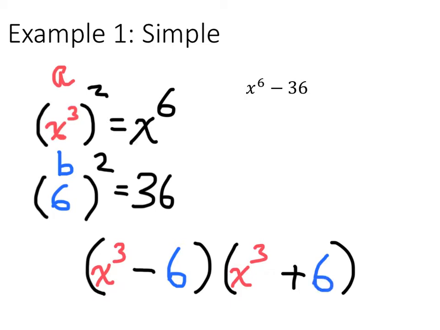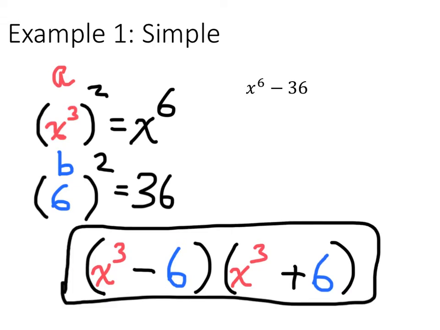Again, you can check this by distributing it back out. You'll notice it's x to the 6th because we add the exponents. X to the third times x to the third is x to the 6th. 6 times 6 is 36, and the plus 6x to the third and the minus 6x to the third in the middle will zero each other out.